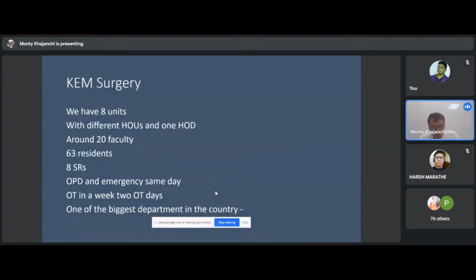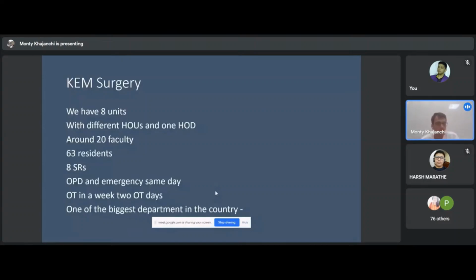So the head of unit is generally a professor or an associate professor, and over all these heads is the head of department at the unit. As far as my knowledge goes, from what I have read, it is one of the biggest departments, or it may be close to number 1, 2, 3.